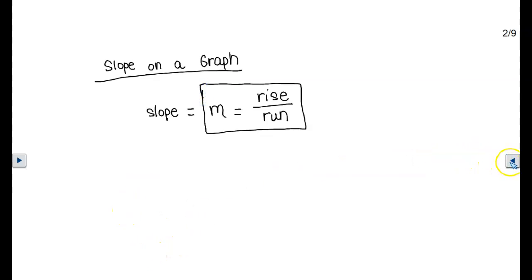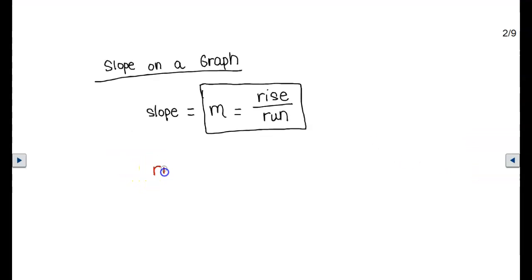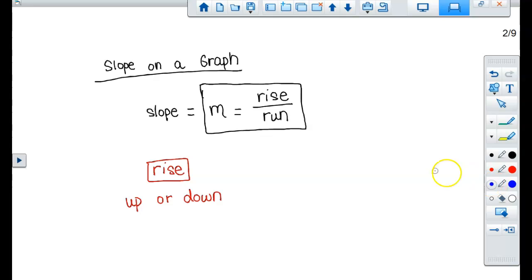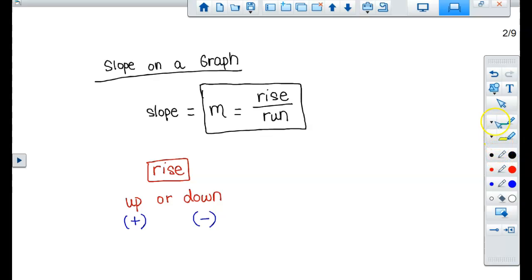Now, let's talk about those two words. Okay, when I talk about rise, rise is either up or down. So those are the only two directions that a rise can go, either straight up or straight down. If it goes up, then the rise is positive. If it goes down, then the rise is negative. So these are the rules that we need to know.